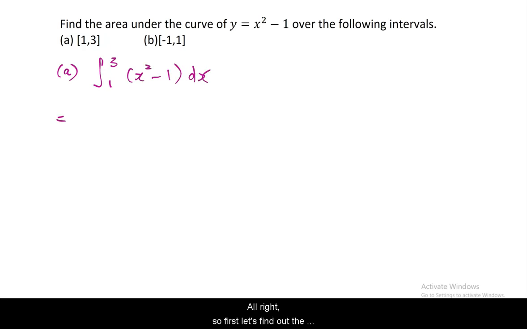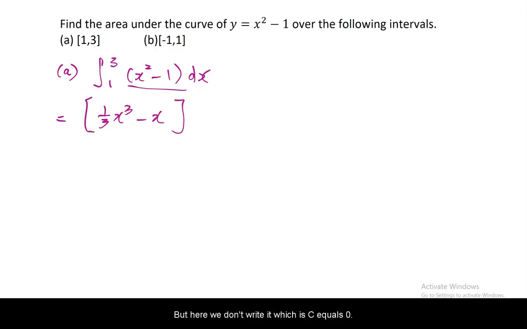All right. So first, let's find the indefinite integral of x squared minus 1. That is 1/3 x cubed minus x. And then, of course, plus c, but here we don't write it. We choose c equals 0.